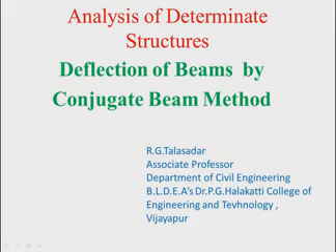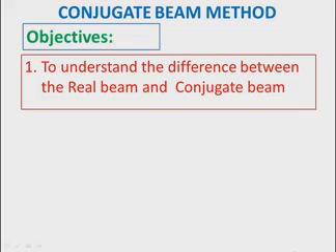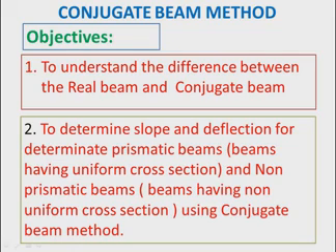Hello everyone. Now we'll discuss deflection of beams by the conjugate beam method. What are the objectives of studying this method? Just to understand the difference between the real beam and the conjugate beam. And the second objective is to determine the slope and deflection for determinate prismatic beams and also for non-prismatic beams.